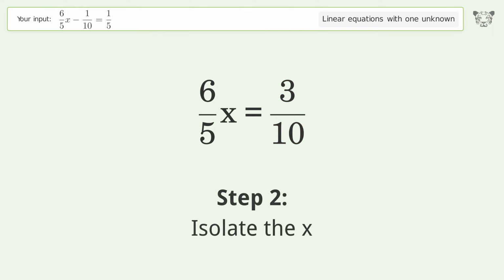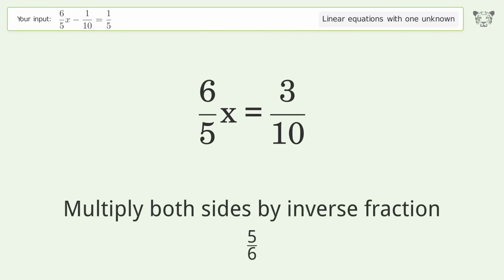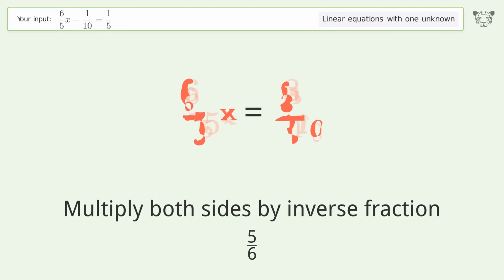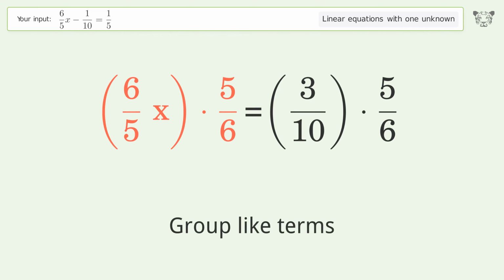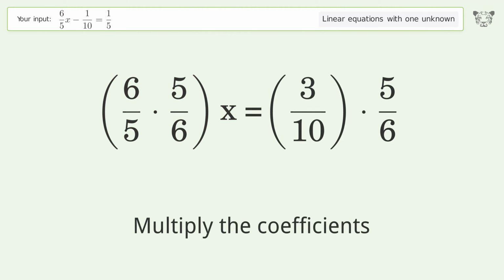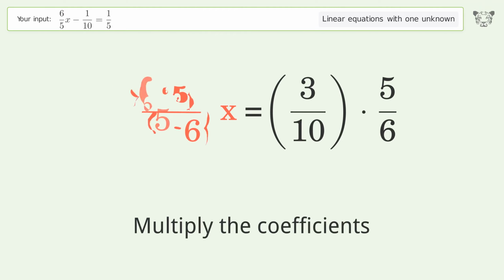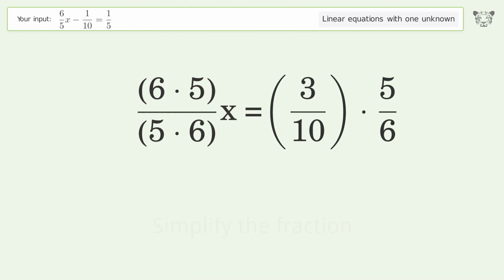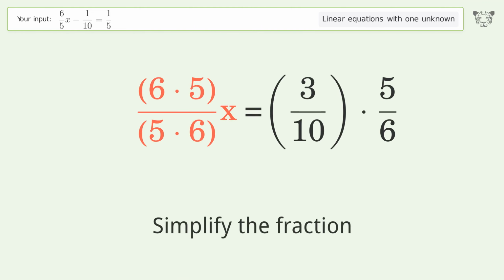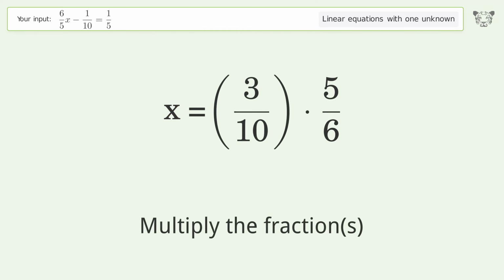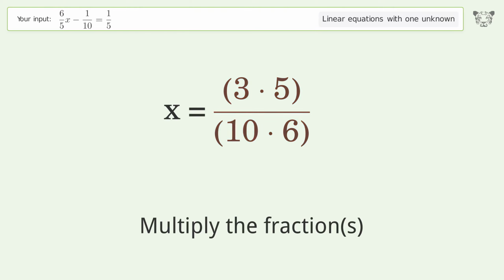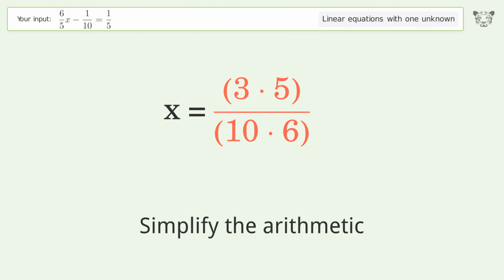Isolate the x. Multiply both sides by inverse fraction 5 over 6. Group like terms. Multiply the coefficients. Simplify the fraction. Multiply the fractions. Simplify the arithmetic.